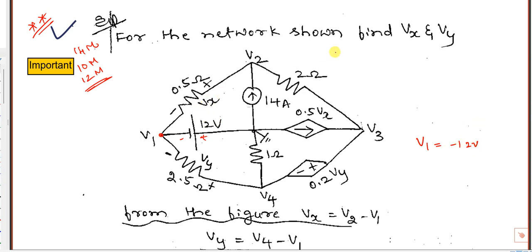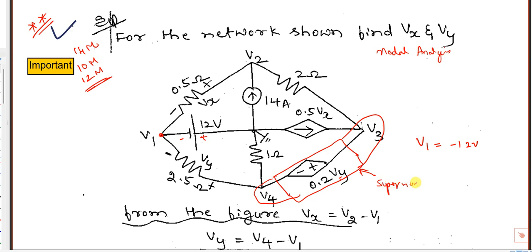Next, since we are using nodal analysis, check whether any voltage source is directly connected between nodes. There is a dependent voltage source, minus plus, which depends on Vy. There is a voltage source between V3 and V4, so this forms a supernode. You can combine these two nodes and form a supernode.